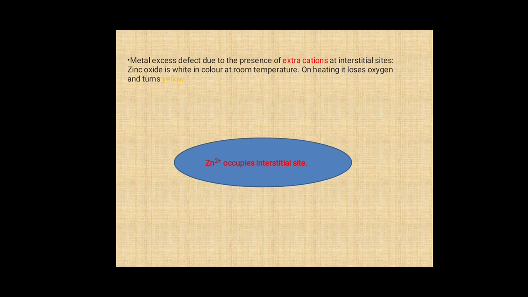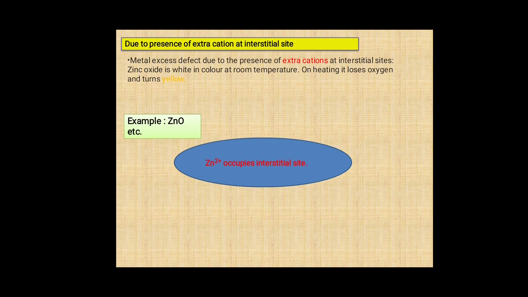Metal excess defect due to the presence of extra cations at interstitial sites. See, zinc oxide is an example in which it is white in color at room temperature. On heating, it loses oxygen and it turns yellow. So why does it turn yellow? Because it loses oxygen ions, and there will be more number of Zn2+. Hence this type of defect can be called a metal excess defect.